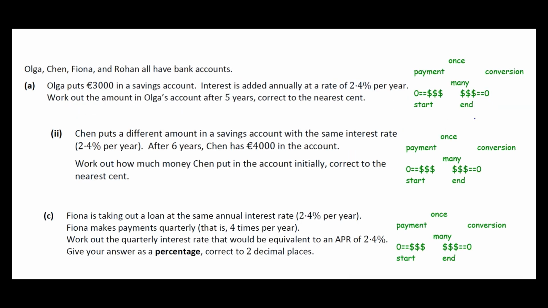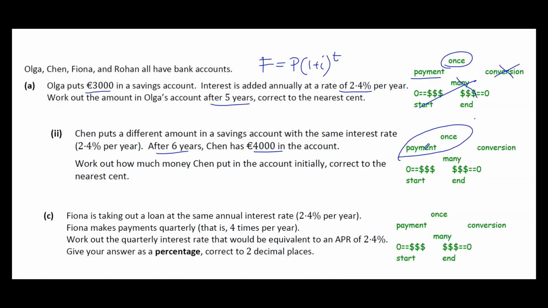Okay, and then the next part. So here Olga puts 3,000 in savings, there is an interest rate, and we have to work out what she has after 5 years. So again, not conversion, it's about payment, and this time it is a once-off payment, not many payments. So again, we know that's the compound interest formula for us. And then Chen puts a different amount into the savings account, and after 6 years, that's what he has. So again, the same thing, it's about a once-off payment, not conversion, not many payments. So again, our compound interest formula.